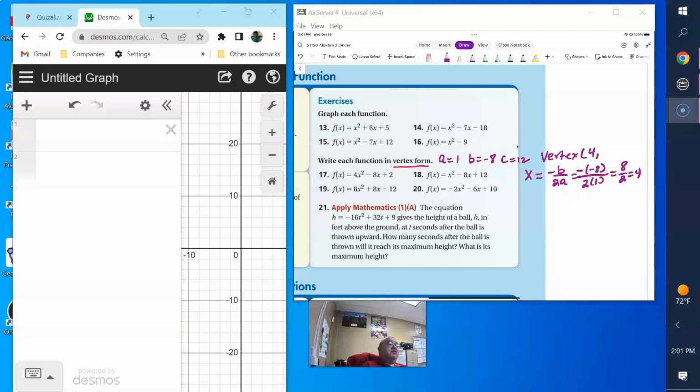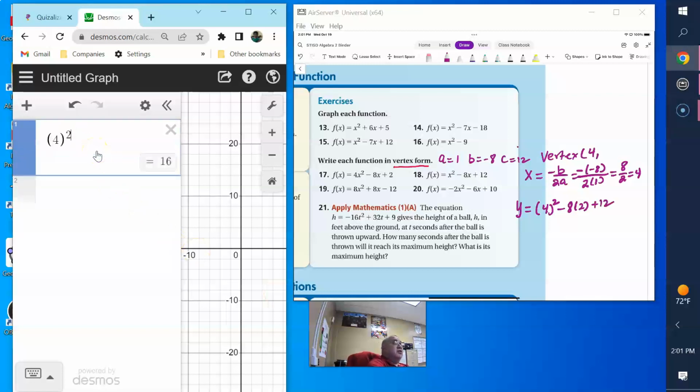So we have to go back into our equation and substitute the value of x. So we have y equals, and we're substituting, so we have 4 squared minus 8 times 4 plus 12. And you can use either the Desmos calculator, or you can use the TI-Nspire, whatever you want to use. You just got to make sure that you're accurate in order for you to get the right answer, and I get 12. So the vertex is 4, 12.